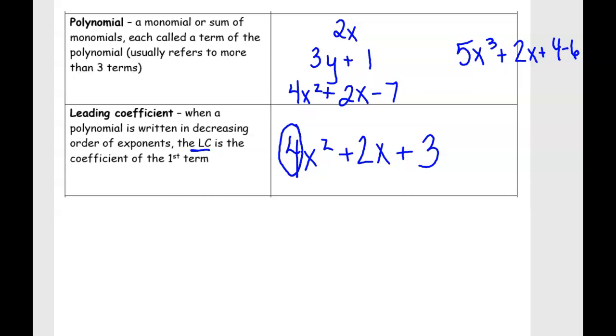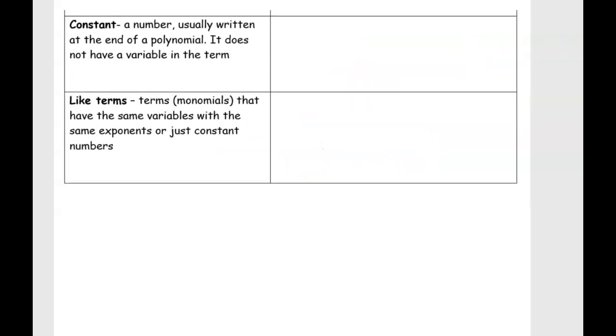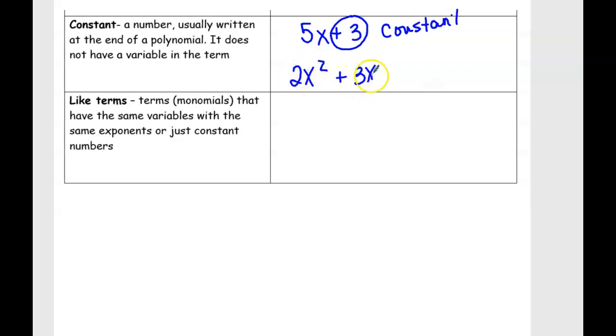A constant is a number. It's usually written at the end of a polynomial. It does not have a variable in the term. Examples of constants: say I had the binomial 5x plus 3, the constant would be the plus 3. If I had a trinomial 2x squared plus 3x minus 4, the constant would be the negative 4.